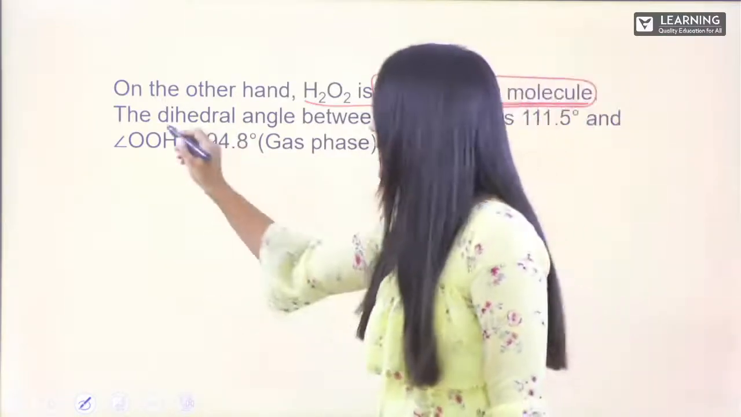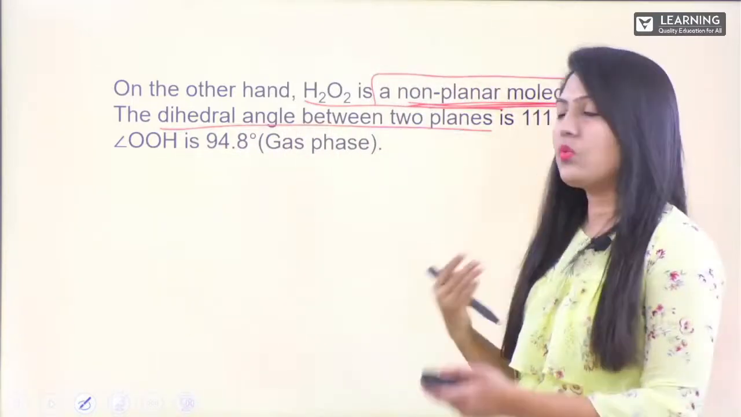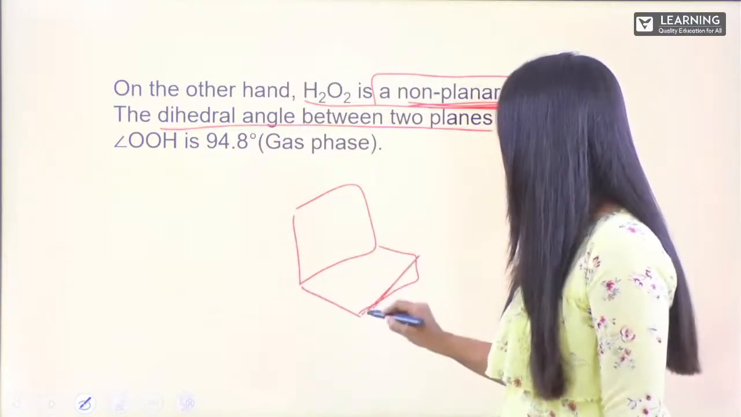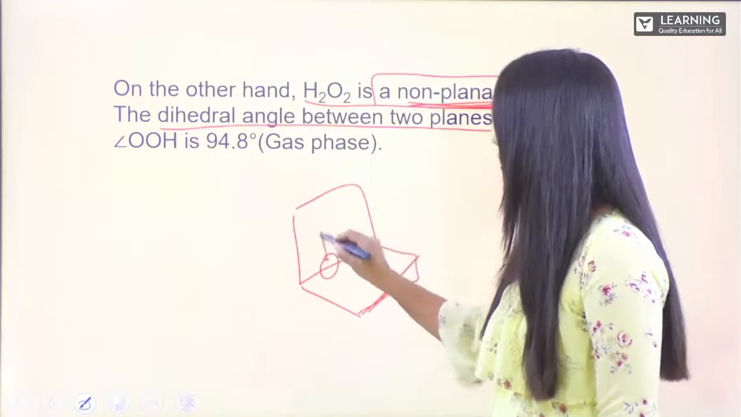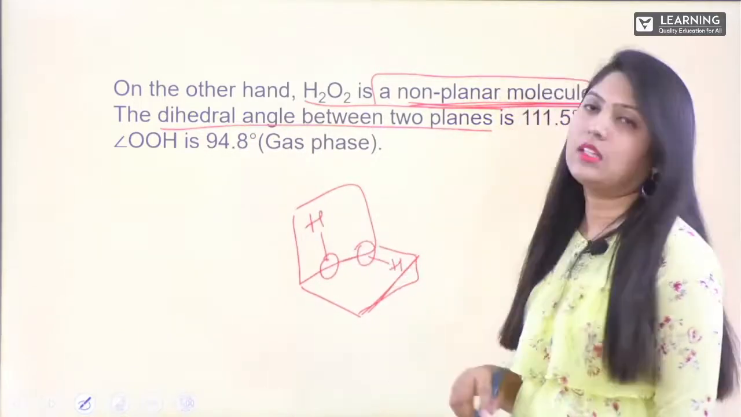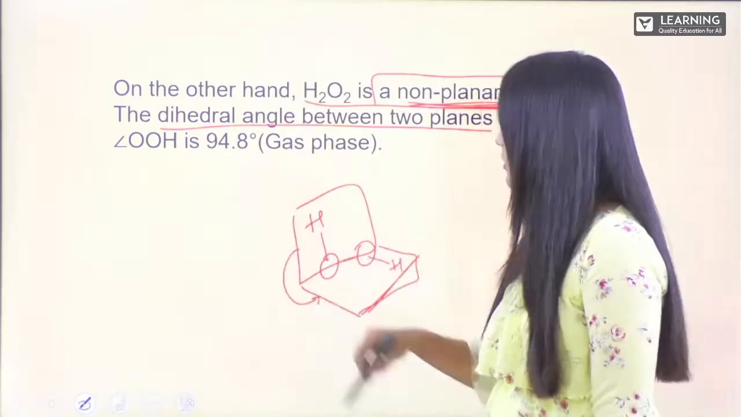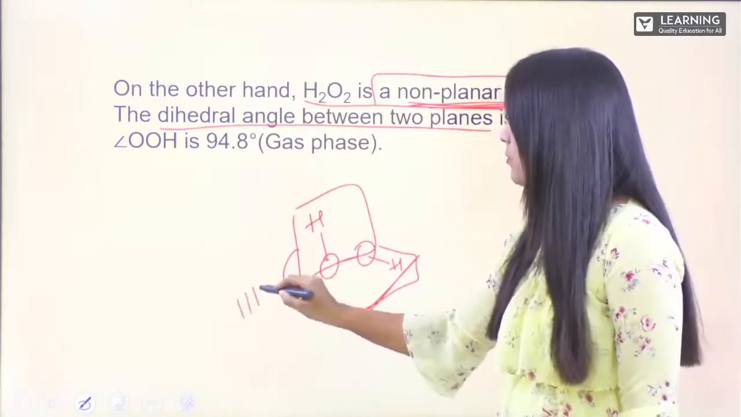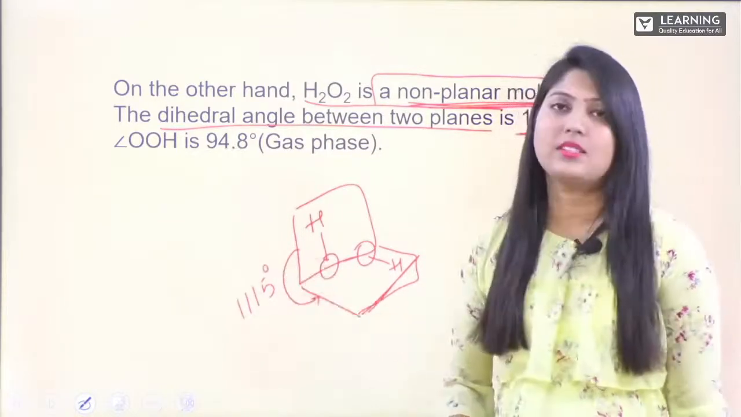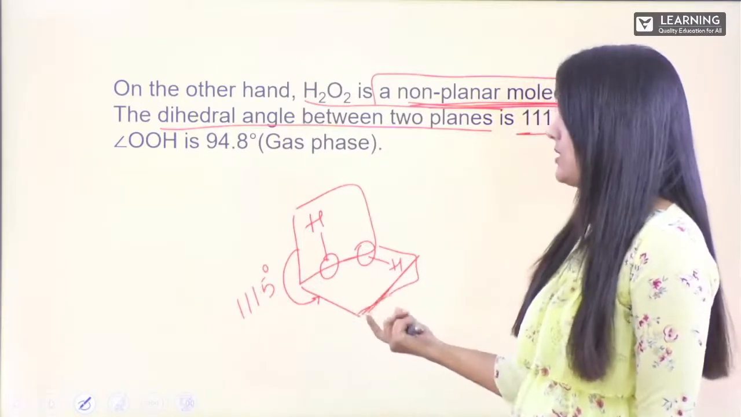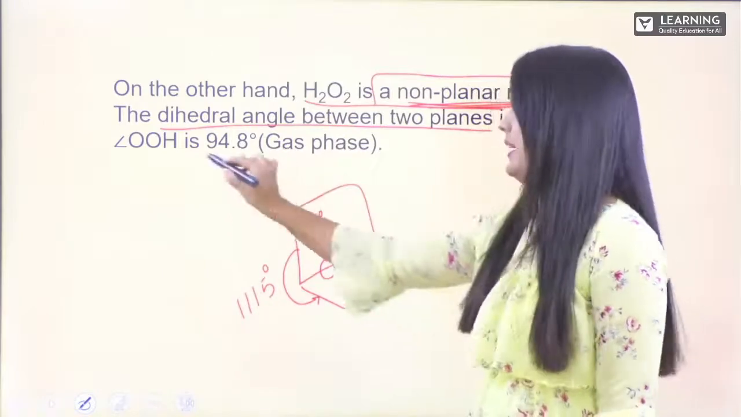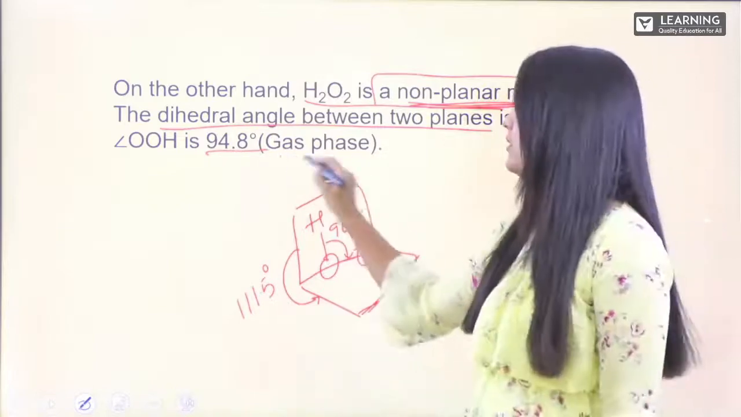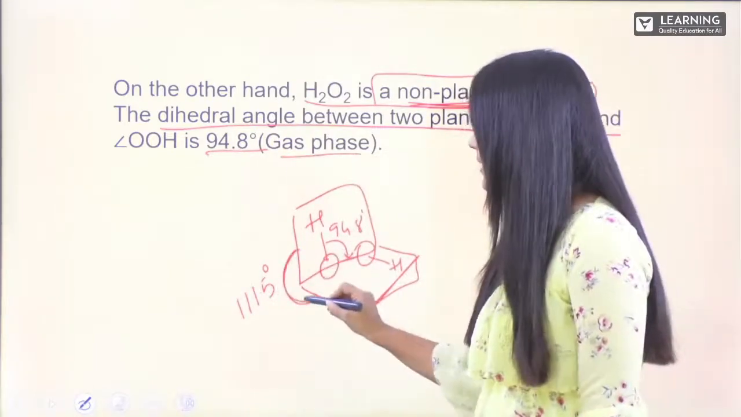And we have a dihedral angle between them. Two planes will be having the angle. This is one plane, and this is one plane. Oxygen is here and one hydrogen is here, the other is in the other plane. So this dihedral angle should be equal to 111.5 degrees in gas phase, whereas in solid phase the angle will be 94.8 degrees. As we have already seen, in solid phase, this angle will be decreased.